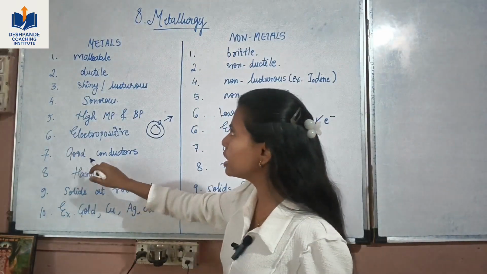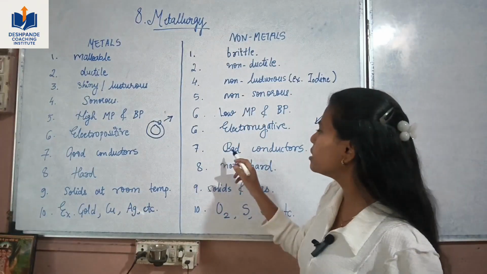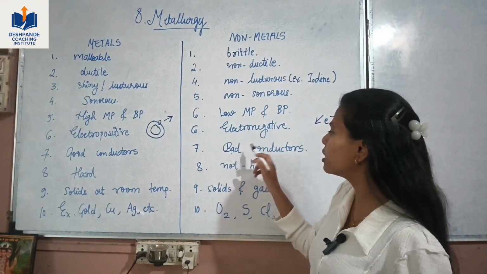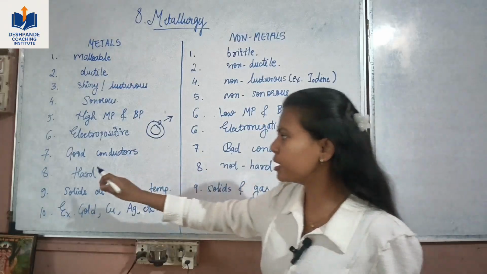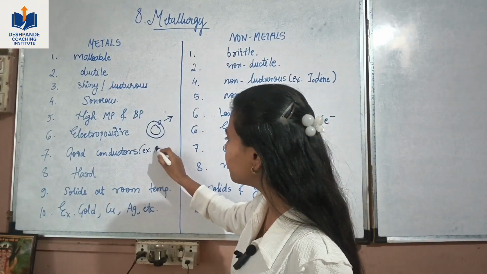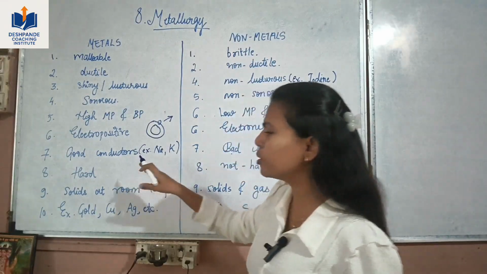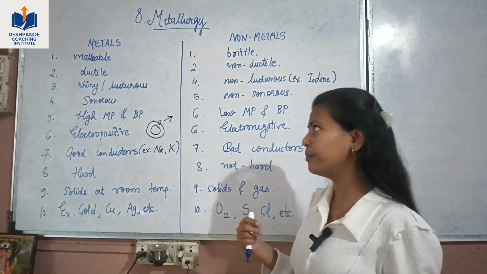Then the seventh property is that metals are good conductors of heat and electricity, while non-metals are bad or poor conductors of heat and electricity. But here there are also some exceptions. The exceptions are sodium, potassium, etc., which are not good conductors of heat and electricity.